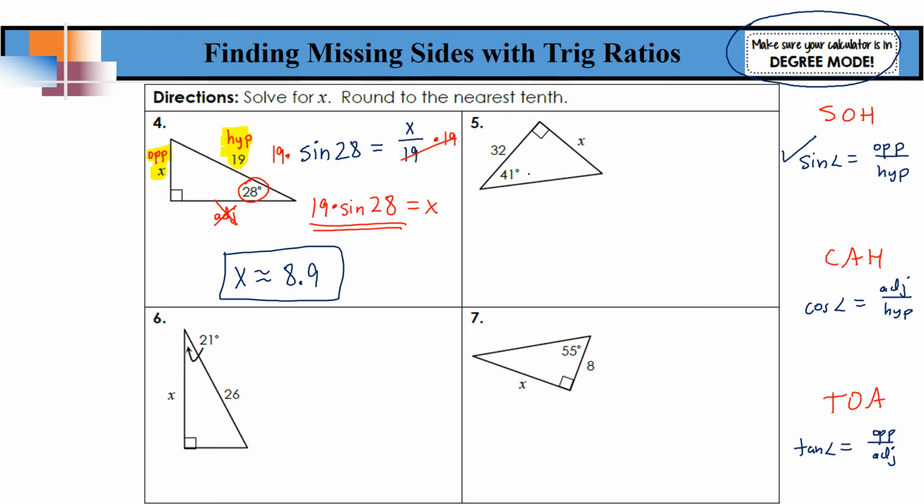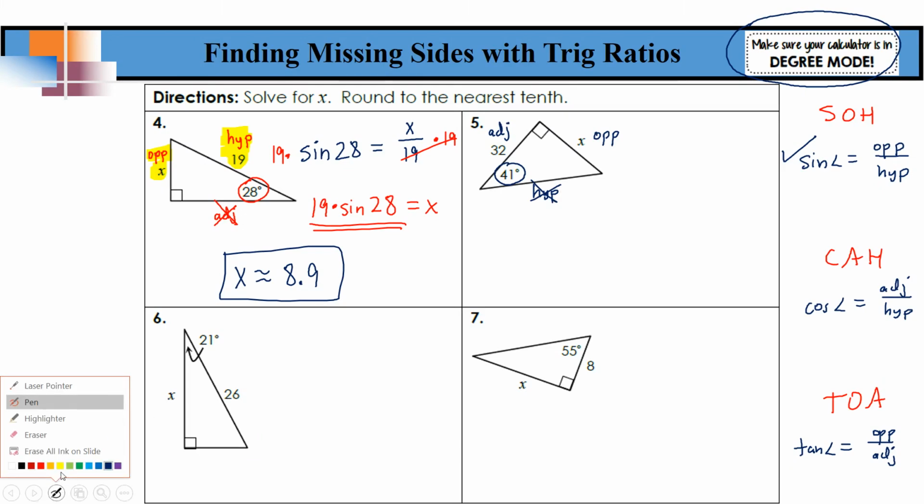In number 5, we do the same thing. We circle our acute angle, and let's classify the sides. X is our opposite leg, 32 is our adjacent leg, and then this unlabeled side is the hypotenuse, though we're not going to end up using that. And we ask ourselves, okay, which sides have been labeled? Well, the opposite side was labeled, and the adjacent side was labeled. Look back at our trig functions. Which one, sine, cosine, or tangent, uses opposite and adjacent? It's tangent, right? Remember, tangent is opposite over adjacent.